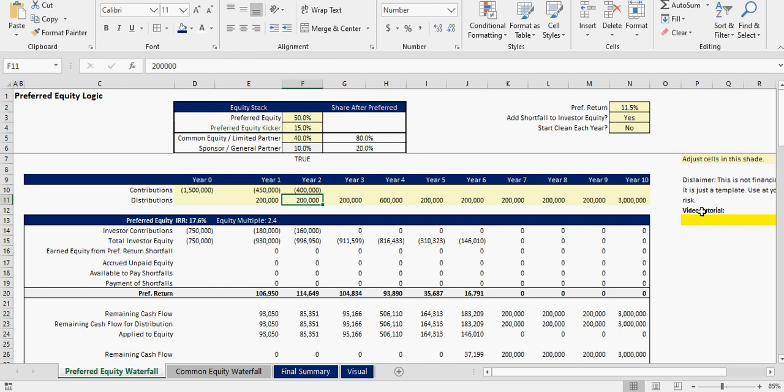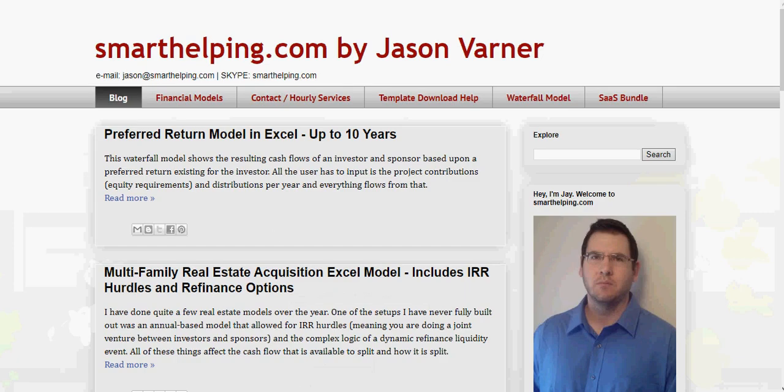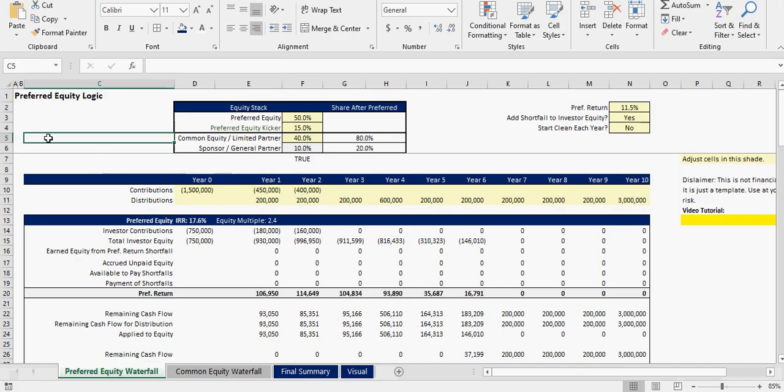It's preferred equity. If you remember, the last set of models I did involved preferred return, so you might want to go back and watch those videos. They were right before this one. So preferred equity is different than preferred return, and preferred equity can have a preferred return along with it. It typically does, but it doesn't have to.